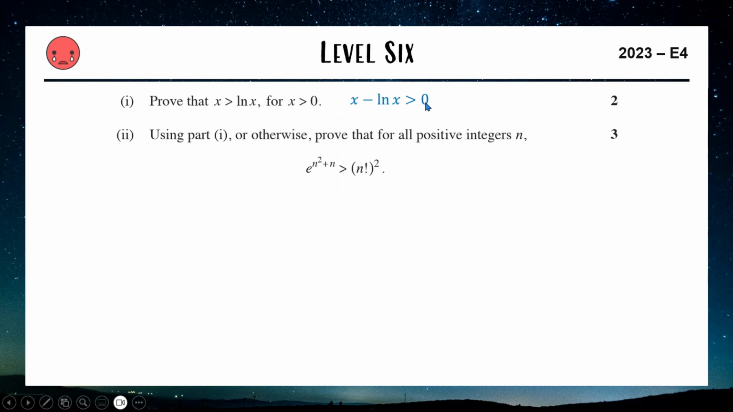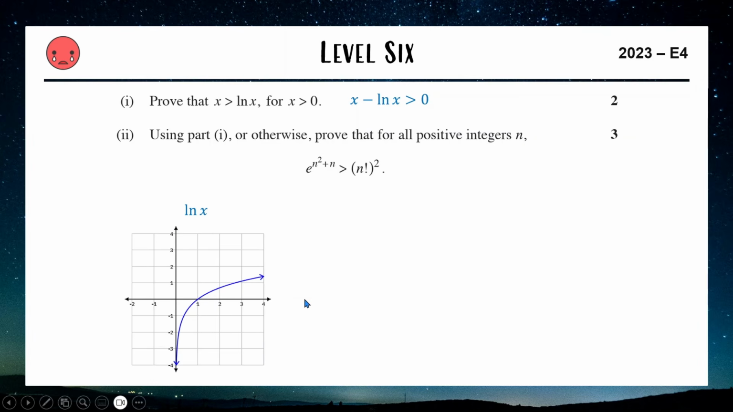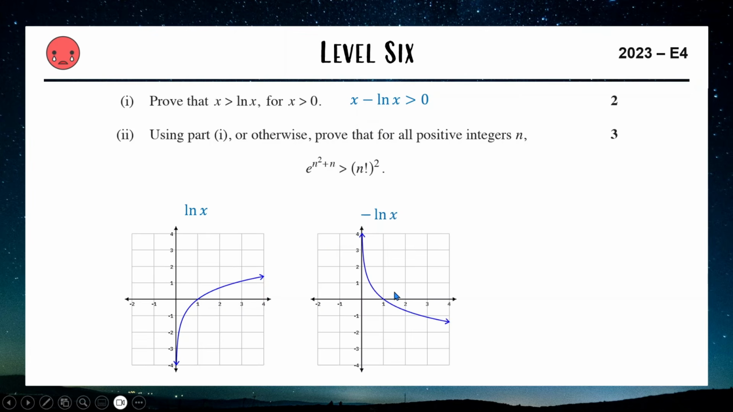I kind of have an idea of what that graph looks like because this is log x, right, like this, okay? Cool little logarithm graph. So negative log x is just the flipped version of that, which looks like this. And now I want to think about what x minus log x looks like. So x looks like this, minus log x looks like this.